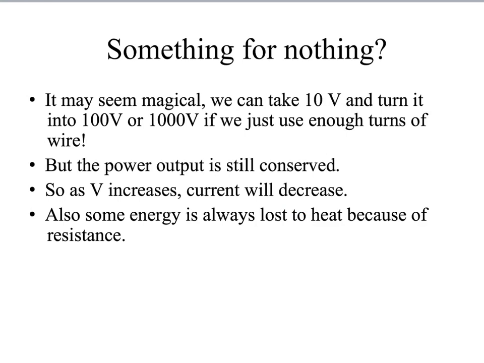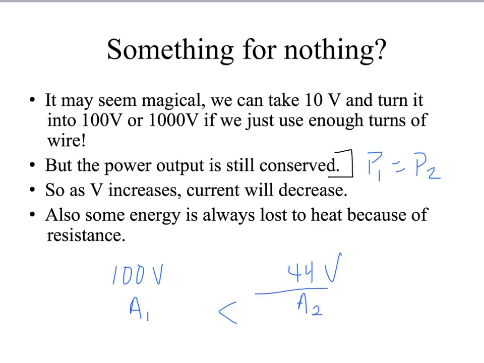So notice that. If the output here for power is conserved, what that means is P1 will equal P2. So if we look at our last one where we went from 100 volts down to 44 volts, it was 43.75, that means the current here, this current 2, must be greater than the current 1. It must be bigger, so that we end up with I1 V1 will equal I2 V2.